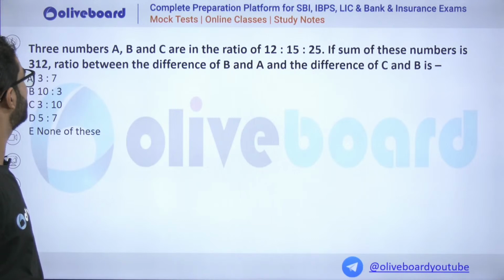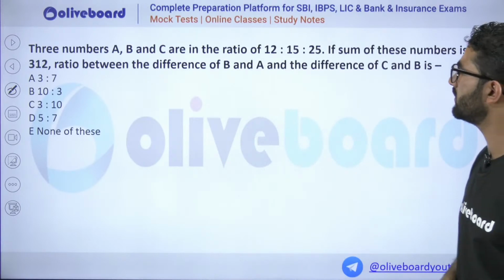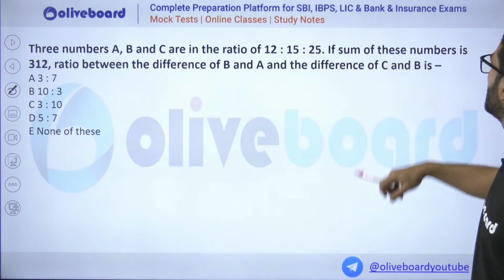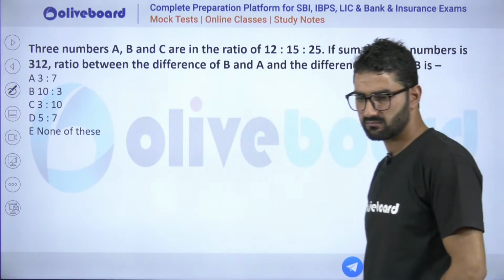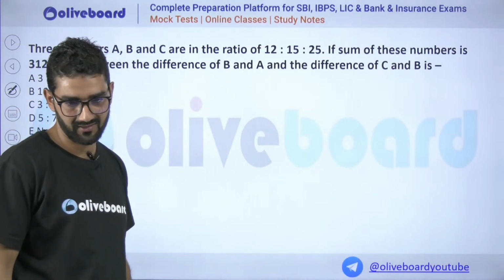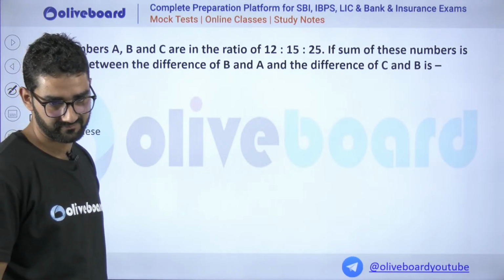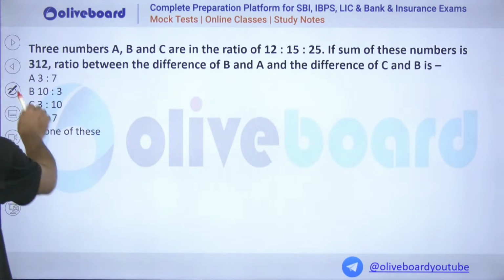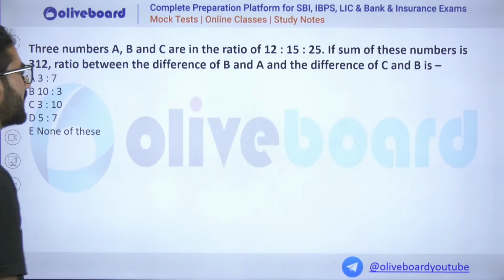Sir, can we find it without values? Which values? Ratios are given. The question is that there are 3 numbers and we are giving the ratio of this, this and this. You can calculate. Okay, that is the information given. I will tell you that way also.